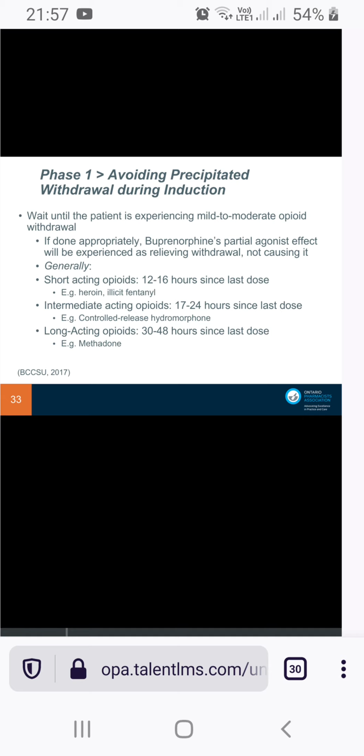Generally, individuals who consume short-acting opioids, such as heroin or illicit fentanyl, need to wait anywhere from 12 to 16 hours since their last dose in order to be in sufficient withdrawal to take their first dose of buprenorphine. Individuals with intermediate-acting opioids, such as controlled-release hydromorphone, generally need to wait 17 to 24 hours since their last dose. And individuals consuming long-acting opioids such as methadone need to wait around 30 to 48 hours, sometimes even 72 hours, right? So this has made it very challenging to transition individuals from methadone to buprenorphine. However, there is a new protocol, which hopefully avoids this. And we will talk about this towards the end of the slides.